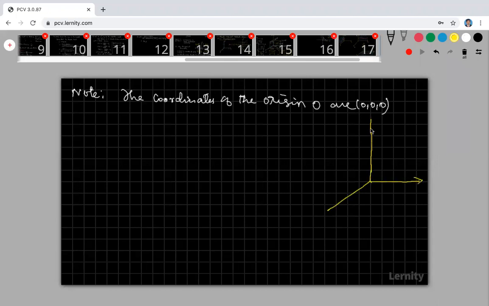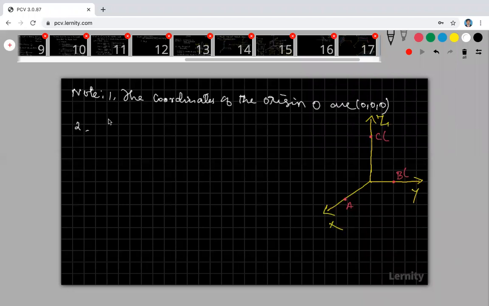Suppose I am taking a point like that. It is Z, and here it is X, Y, right. And dear students, suppose I am taking a point A here. What are the coordinates of A? Suppose I am taking a point B on the Y axis. What are my coordinates? Suppose I am taking a point on the Z axis. What are my coordinates? Right, this is the first note.